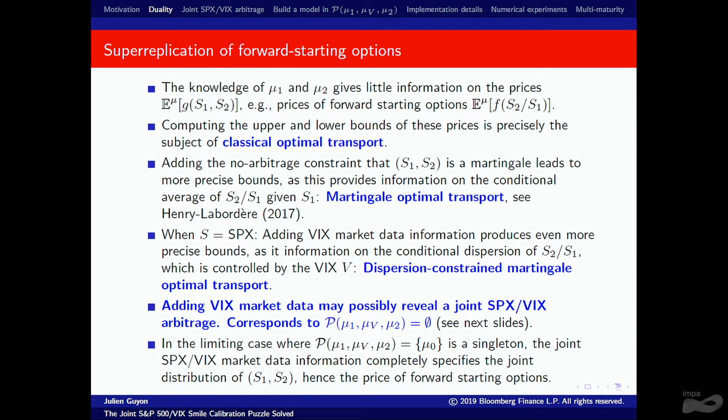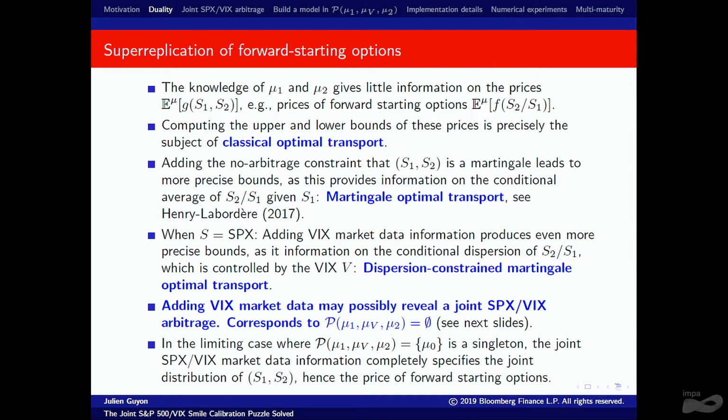So in particular, going back to the forward start option, I'm just adding the last two points here on the slide. When you add this VIX market data, it may actually possibly reveal a joint S&P and VIX arbitrage. And that corresponds to the fact that this set calligraphic P would be empty. We'll see this in a minute.